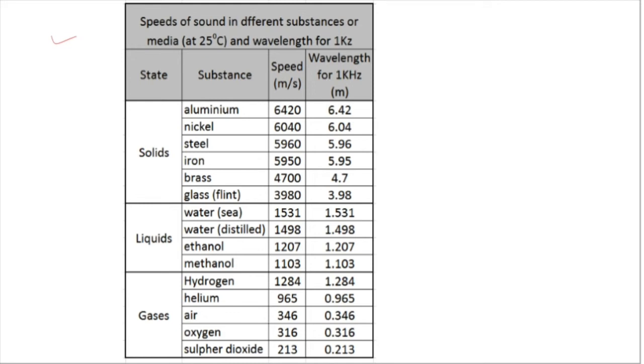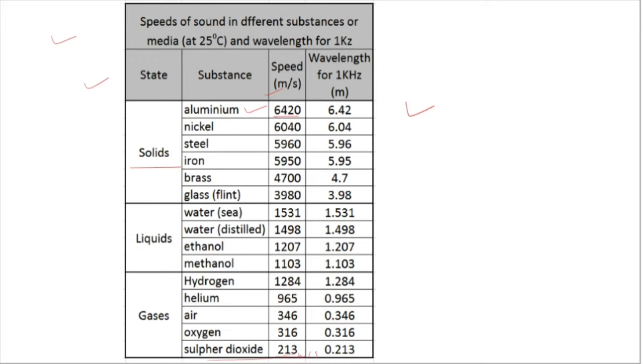Alright. So for example, solids. In aluminium, the speed is maximum, that is 6420 meters per second. And the speed of sound is least in sulfur dioxide, that is 213 meters per second. Take a screenshot of this or maybe pause the video and please try to remember the speed of sound in various mediums and various metals.